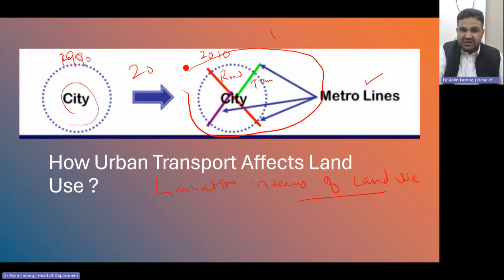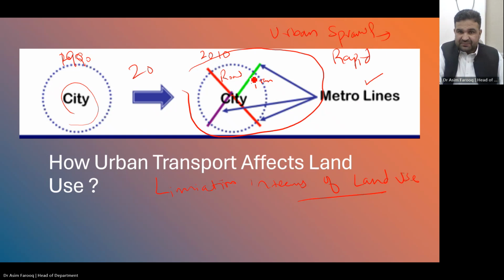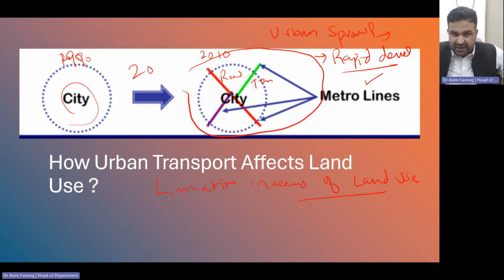We will also try to understand the concept of urban sprawl, and rapid development as well, and how we can maintain sustainable development while using the concept of urban sprawl and connect it with rapid development.